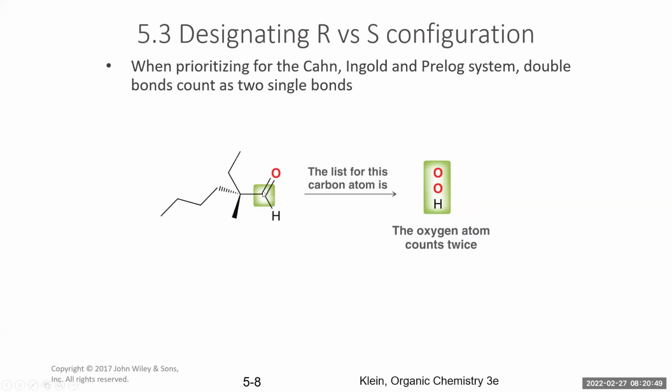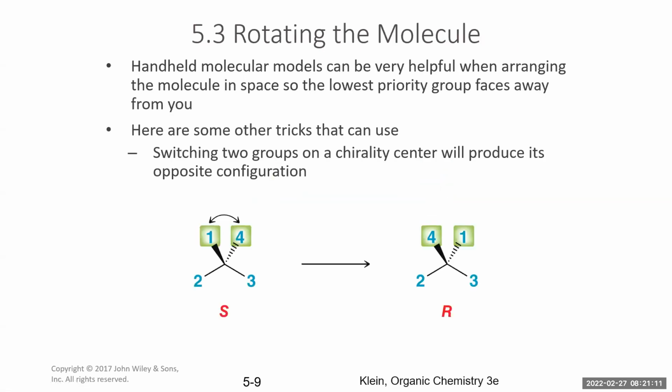When there's a double bond or a triple bond, that atom is said to be attached to whatever it's bonded to more than once. So it essentially counts twice. So for example, if we were trying to figure out what this carbon is attached to, we would write oxygen, oxygen, hydrogen. Okay, so that's step 1, and that should pretty much go through most of the confusing examples of how to assign priority 1, 2, 3, and 4.